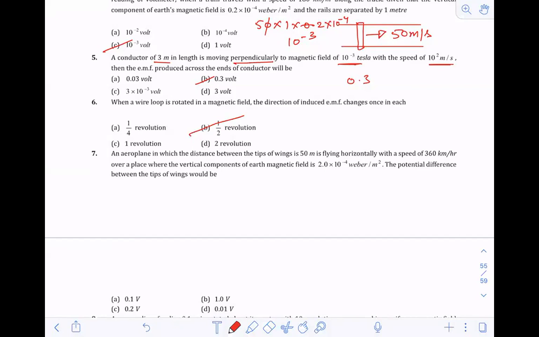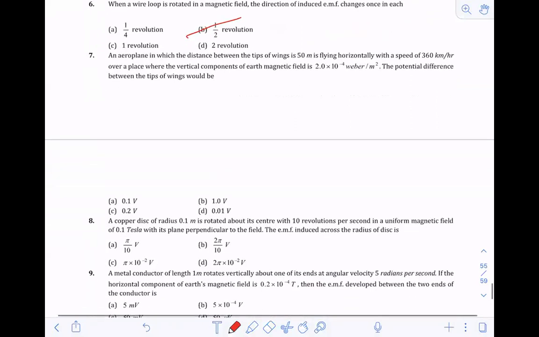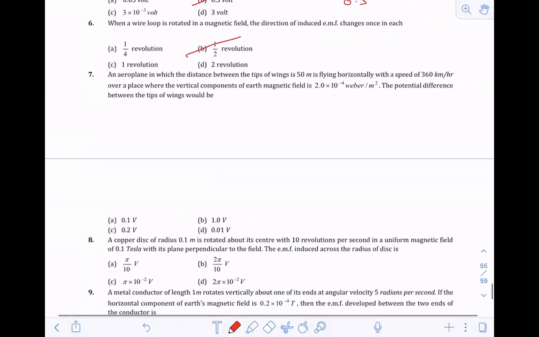Now, question number 7. Options are on the next page. Question number 7. Options are on next page. Yes. Okay, I'll draw the figure for you.